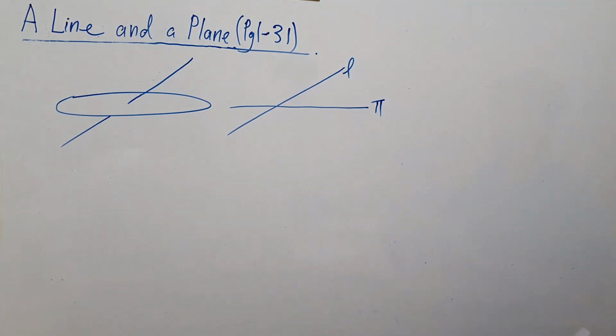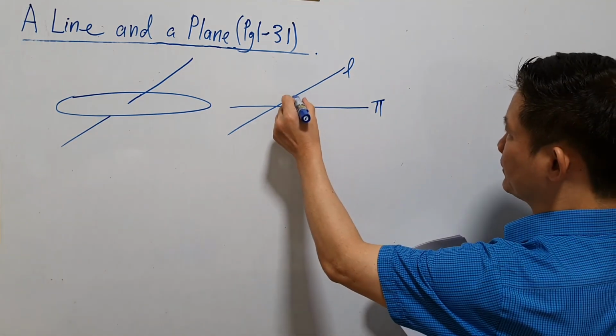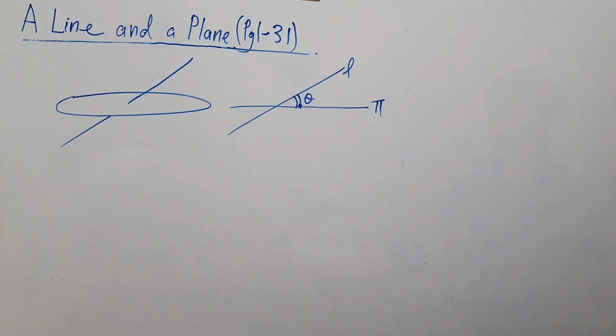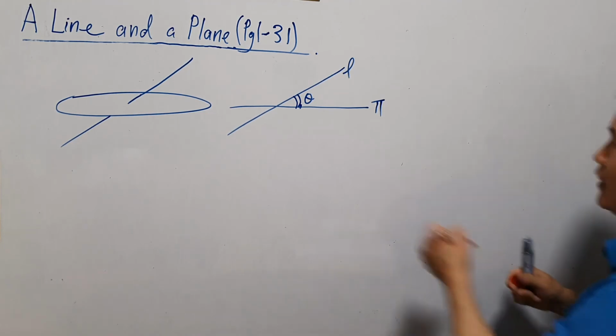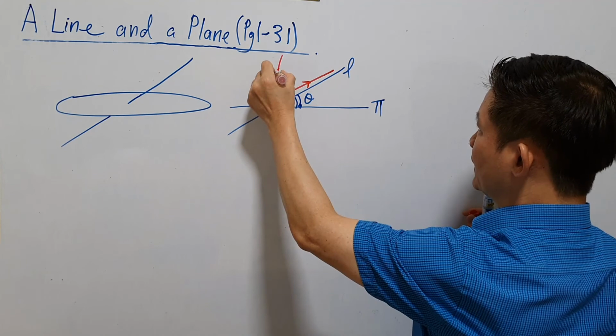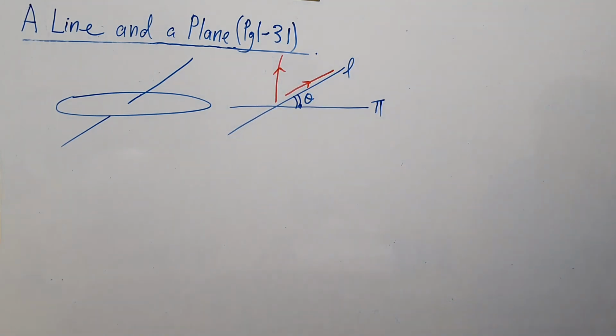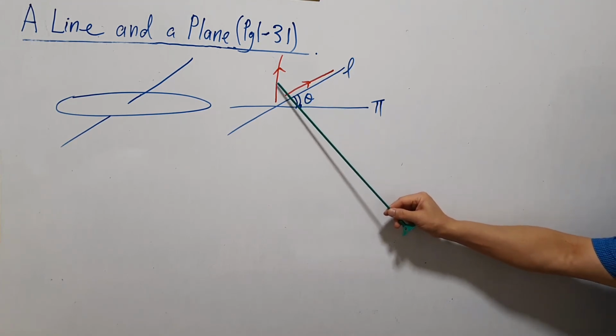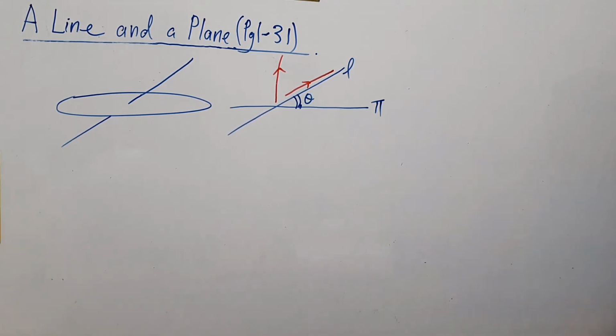I want you to be assured of something though, that the angle between a line and plane has to be the acute angle between them. Has to be this angle. Okay? And to find the acute angle between the line and the plane, we are going to make use of the direction vector of the line and the normal of the plane. This is the vector parallel to the line. This is a vector perpendicular to the plane. We are going to make use of these two vectors to find the angle between a line and the plane. And it goes like this.